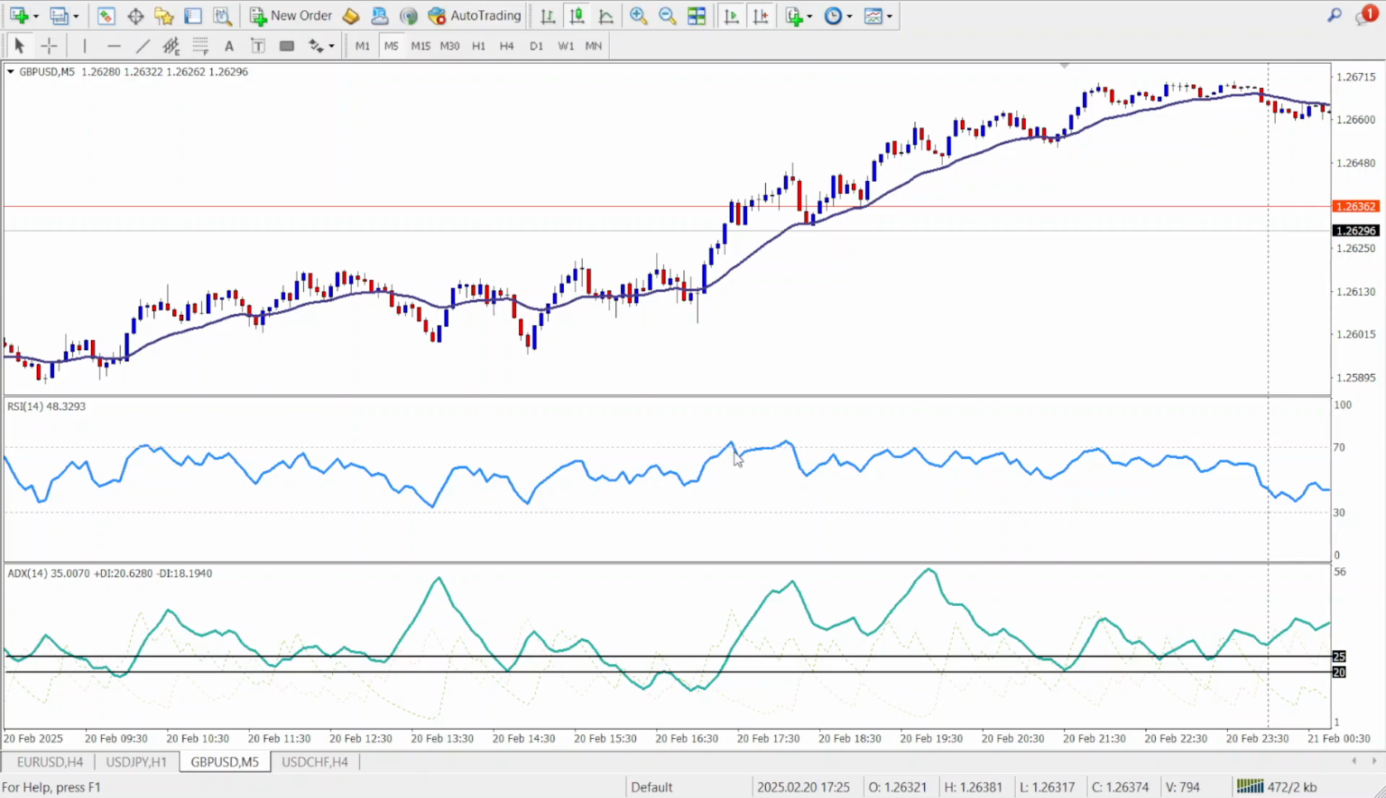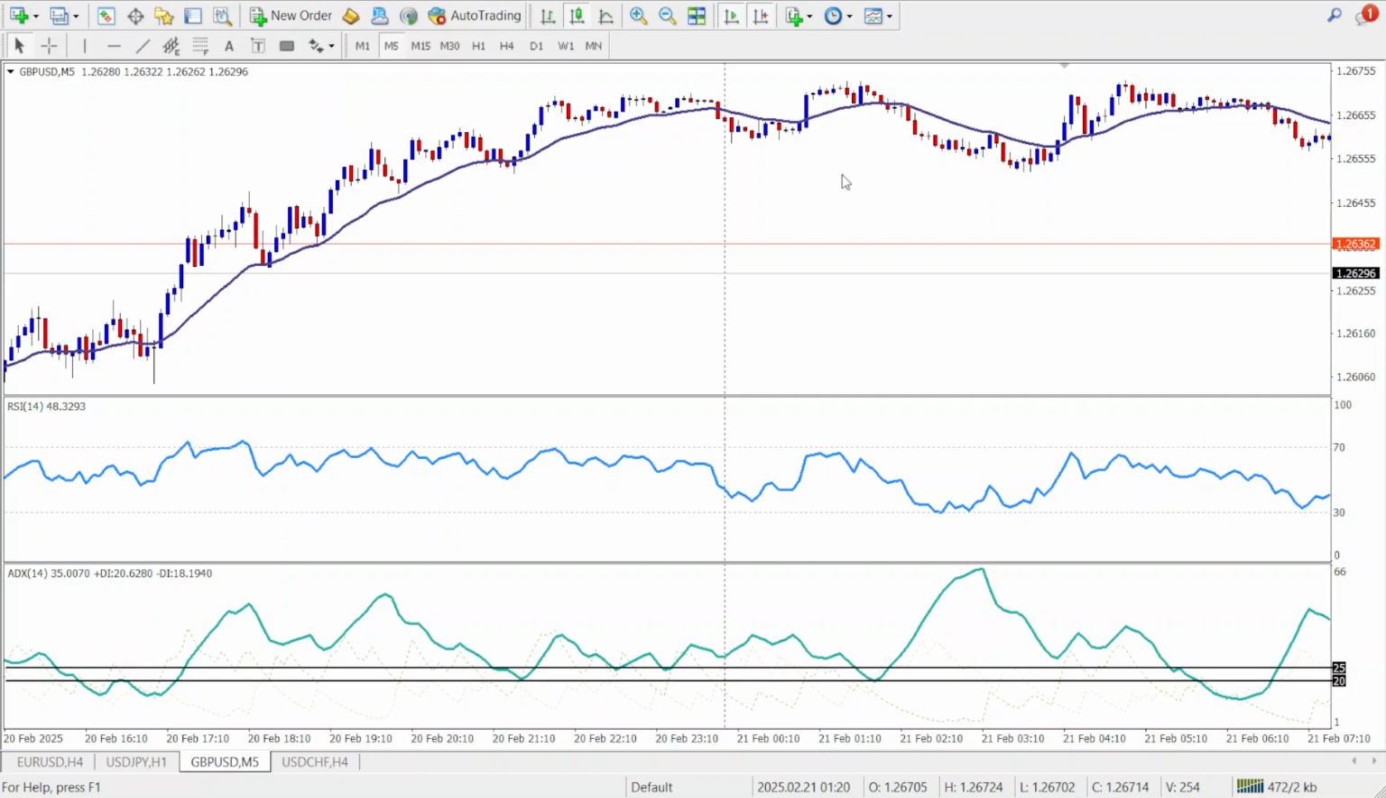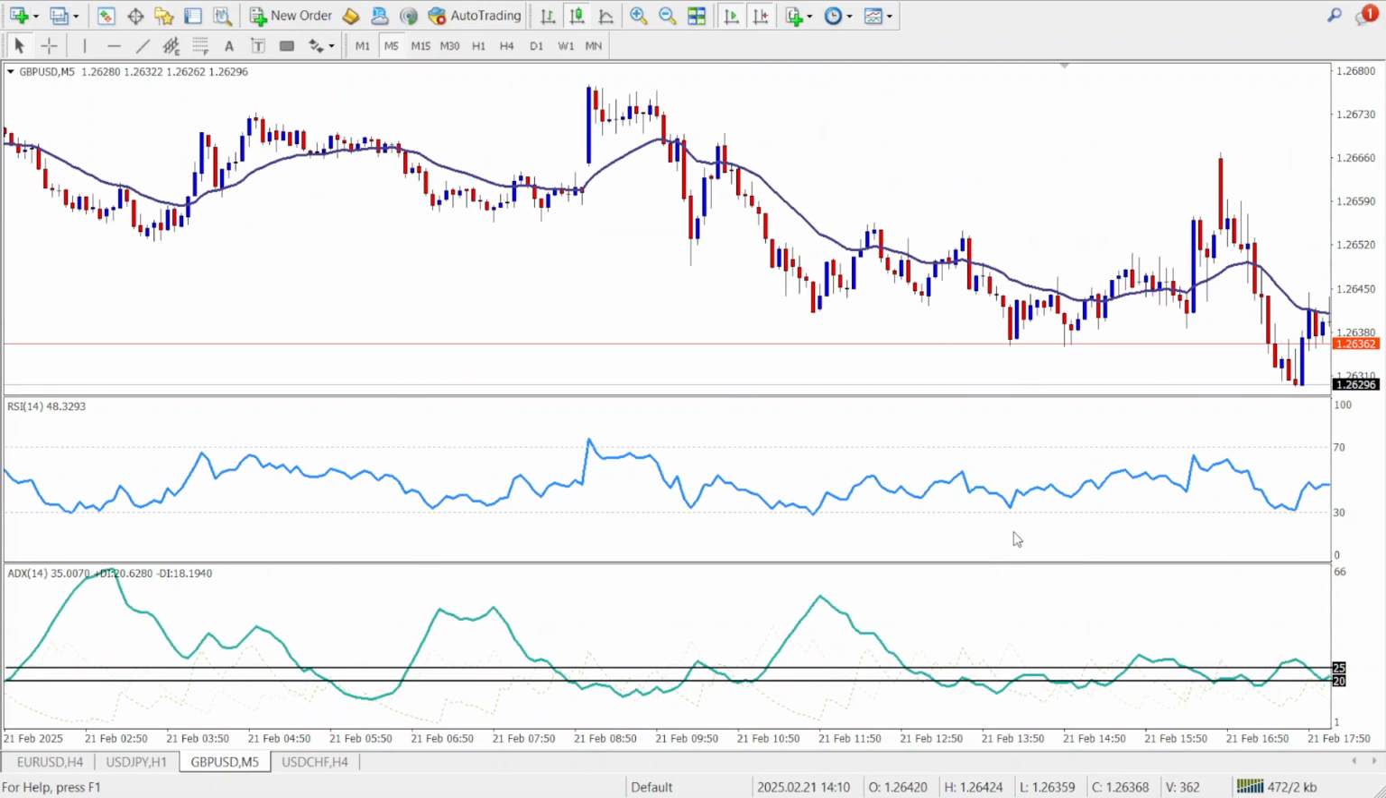Then the second step is to check the RSI. Make sure that the RSI confirms the trend. If the price is trending upward but the RSI is above 70, be cautious of overbought conditions. If the price is trending down and the RSI is below 30, you might want to wait for a reversal.